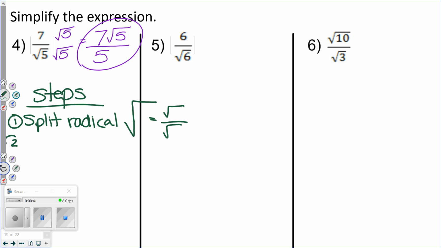The next thing I would try to do is to simplify all radicals. Okay, so like we were doing before, if I have a radical on top and I have one on the bottom, I've now created two separate problems. I'm going to try to do my factor trees. I'm going to try to simplify them. So simplify all radicals. If it helps you, write factor trees.